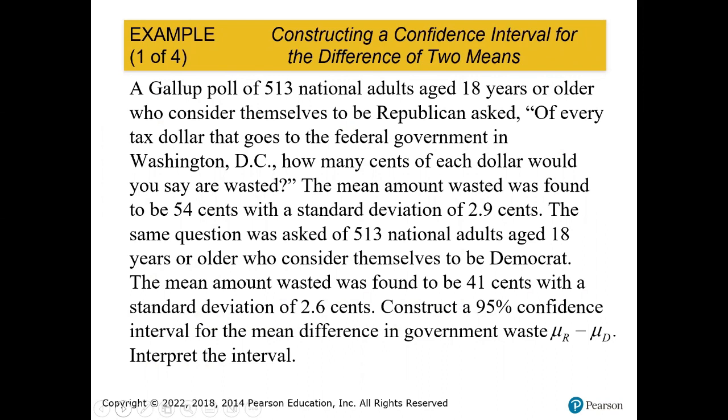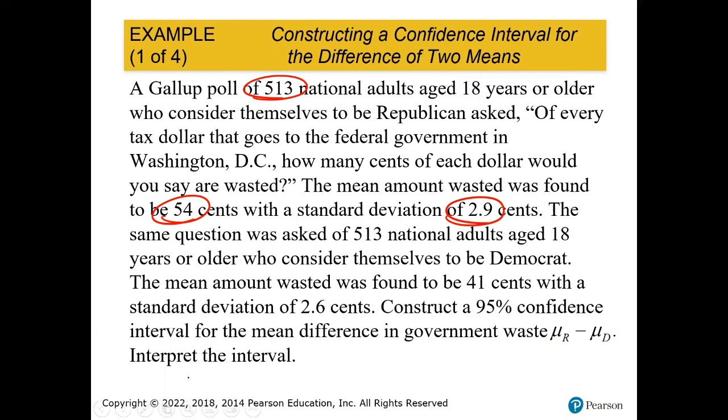A Gallup poll of 513 national adults aged 18 or older who considered themselves to be Republicans asked, of every tax dollar that goes to the federal government in Washington, D.C., how many cents of each dollar would you say are wasted? The mean amount wasted was found to be 54 cents with a standard deviation of 2.9 cents. So here's group 1: 513, 54, 2.9.